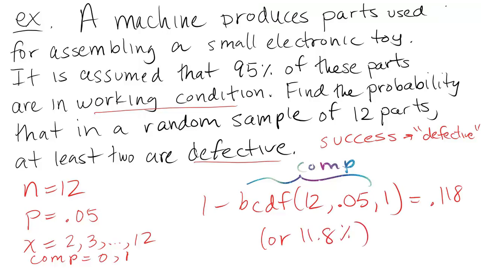This is like a quality assurance problem. We're assuming that 95% of the parts are in working condition, but if you took a sample of 12 parts and got 2 or more defective ones, we ask ourselves, is that weird? Are we really producing parts that are in working condition or not? We'll talk about the benchmarks that we use for that in a later section.